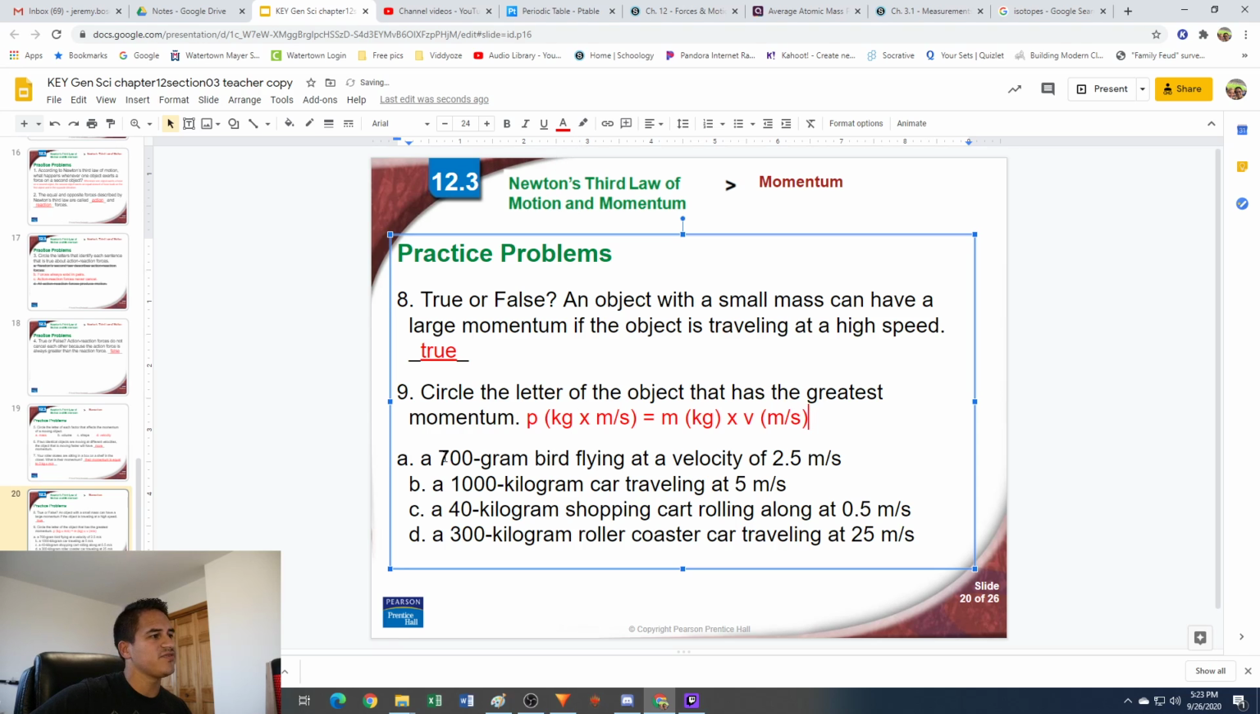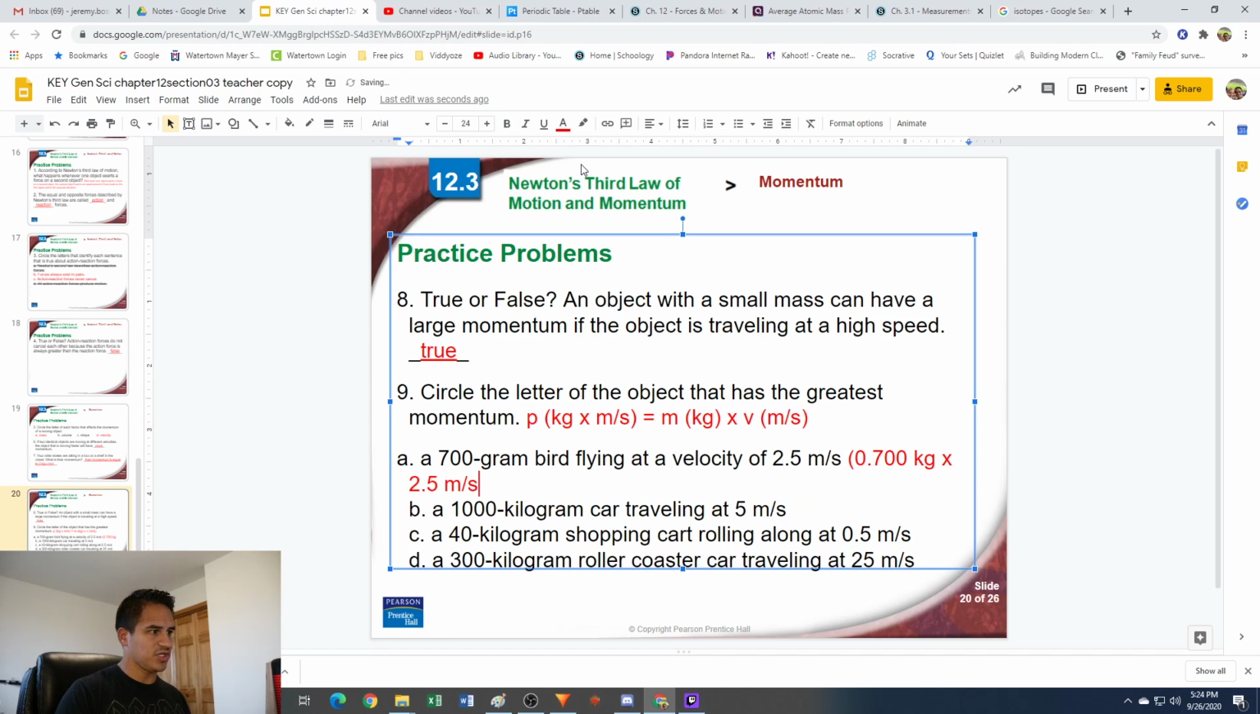So all we're going to do is take the mass of each of these objects, multiply by the velocity, and whichever one is the largest is our answer. Okay. Now letter A is in grams, and it should be in kilograms. So instead of 700 grams, we'll take 0.700 kilograms times 2.5 meters per second. So 0.700 times 2.5, you get 1.75 kilograms times meters per second. Okay, so there's that one.